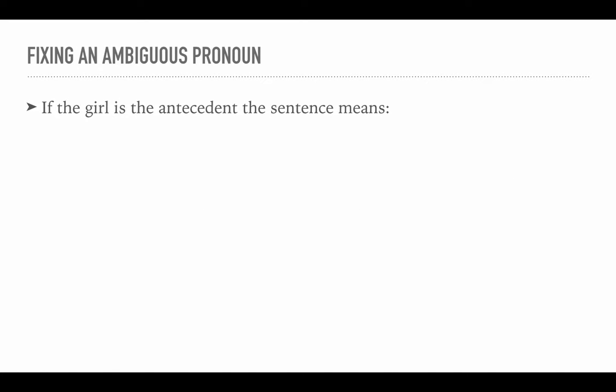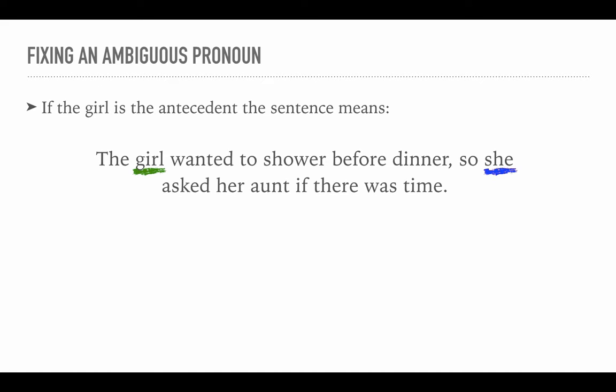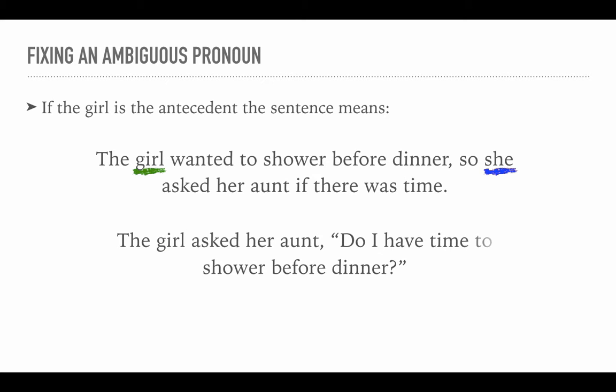If the antecedent is the girl, the sentence means the girl wanted to shower before dinner, so she asked her aunt if there was time. However, that's a little bit wordy, so if you're looking for a more interesting way to rewrite this with clarity, try putting it in dialogue, such as, the girl asked her aunt, "Do I have time to shower before dinner?"